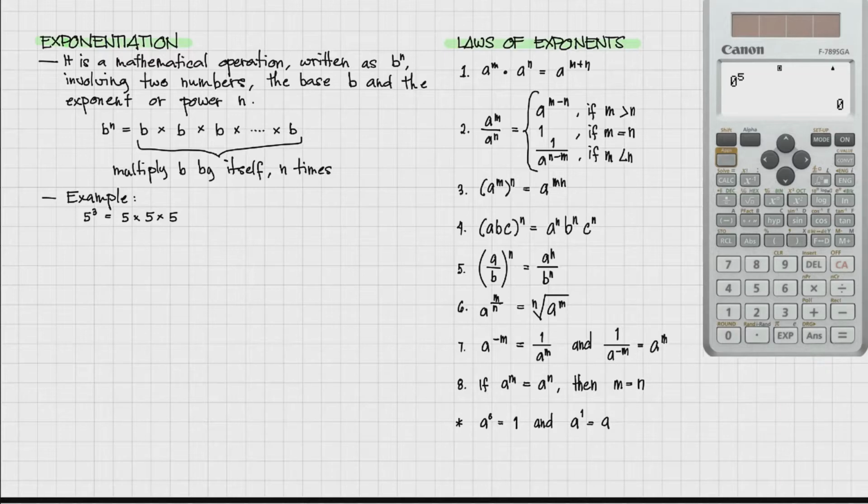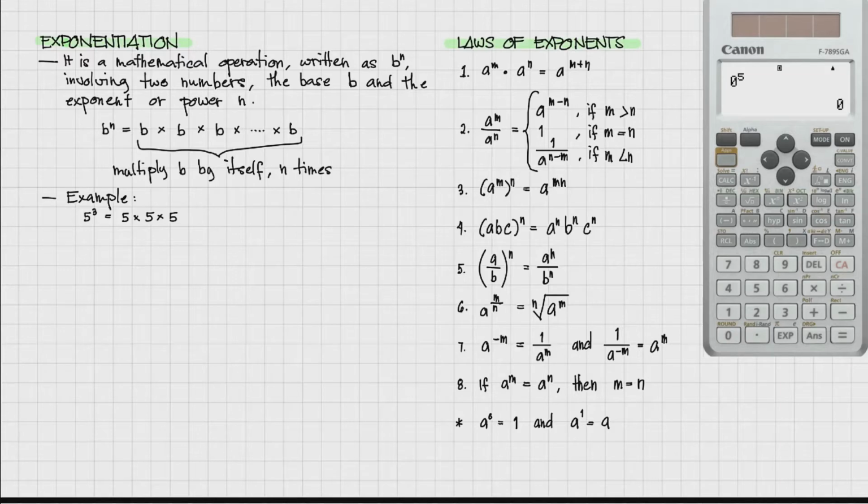Okay, for number 2, the second law that we have here is a raised to m divided by a raised to n. And the value that you'd get from this expression depends on whether m is greater than n, m is equal to n, or m is less than n. So it depends. Say if m is greater than n, then you'd get a raised to m minus n. But if m is equal to n, then you'd just get 1. But if m is less than n, you would get 1 over a raised to n minus m. So it depends. Later we will cite some examples for this one so that you'll be able to understand it better.